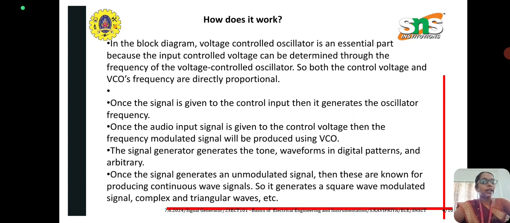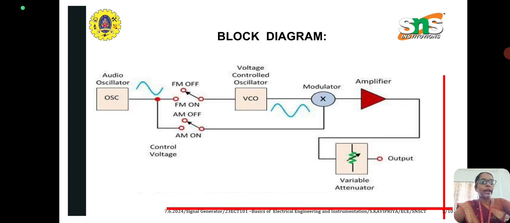Once a signal generator generates an unmodulated signal, then these are known for producing continuous wave signals. So it generates a square wave modulated signal, complex and triangular waves. So this is a block diagram. It has an oscillator, it consists of an audio oscillator, voltage control oscillator, and it has a modulator, and we have this amplifier, and finally it will be given to the variable attenuator and output is produced.